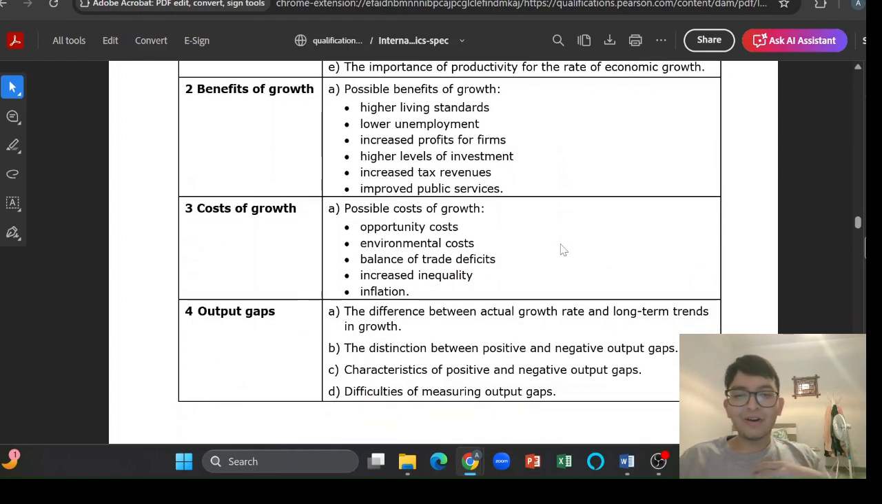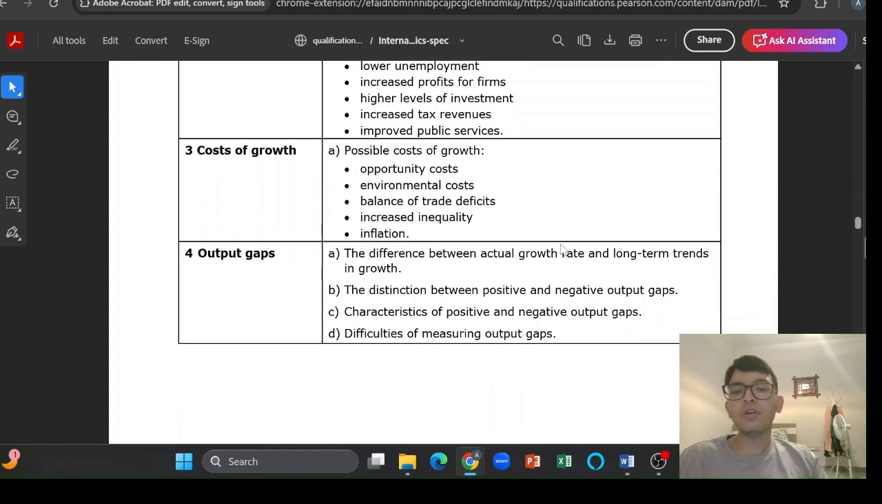Like I always say, economic growth means higher living standards, lower unemployment, increased profits. But cost of growth is also easy. There's inflation, then there's increase in inequality, there's opportunity cost, environmental cost. Again, this is a very self-explanatory topic. I feel it's one of the easiest topics. If I'm being honest, it's really easy.